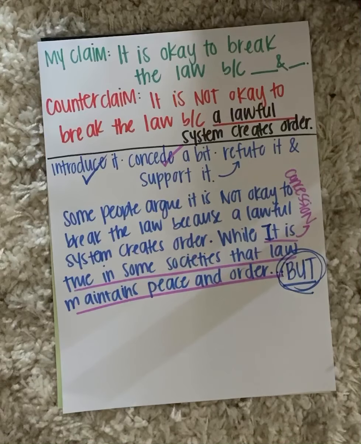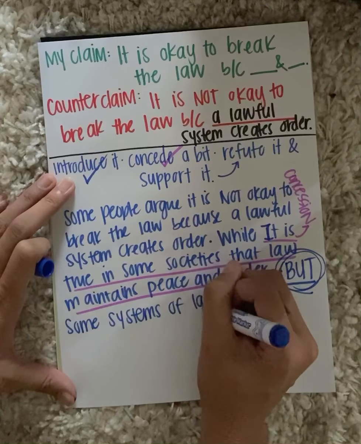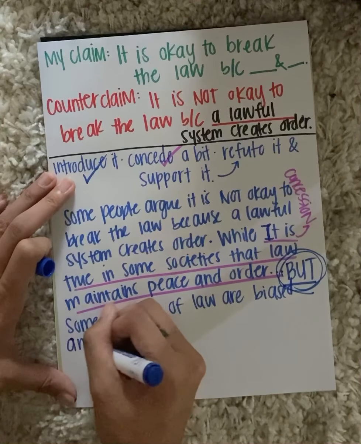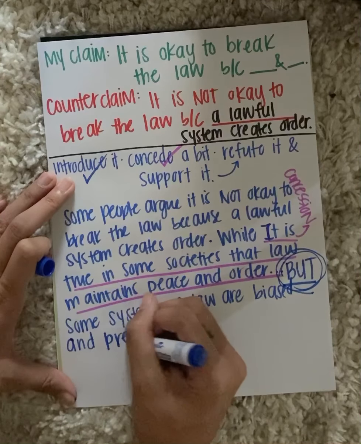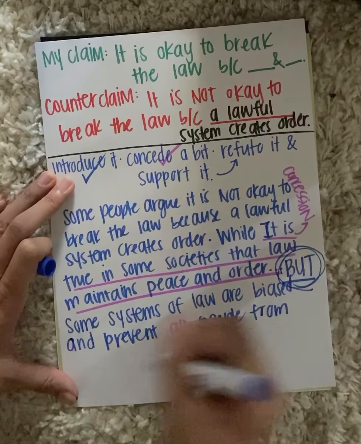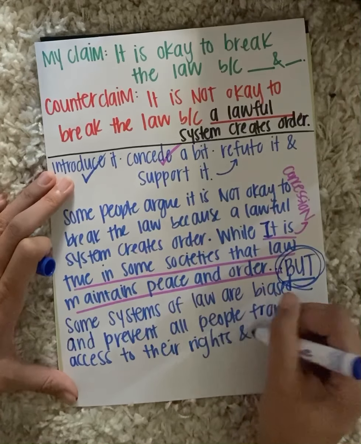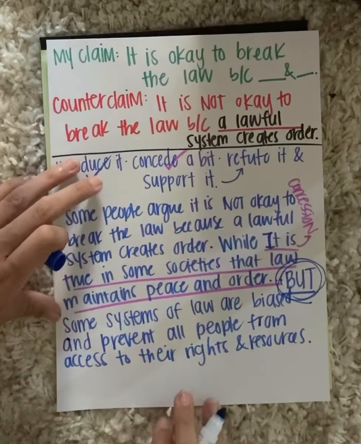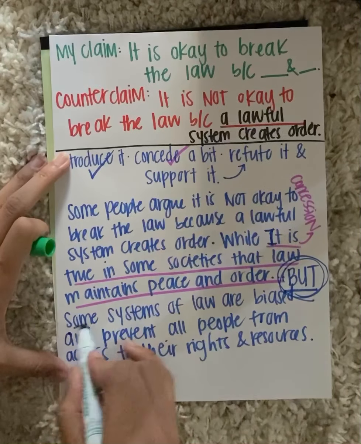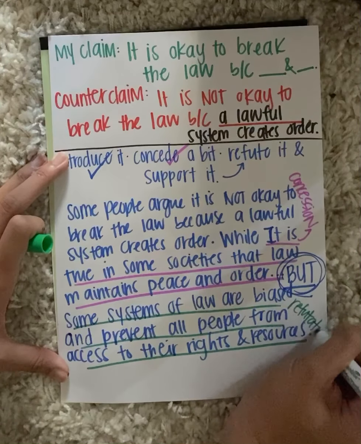now I want to explain why that is wrong. But some systems of law are biased and prevent all people from access to their rights and resources. Now I'm saying, yeah, I hear your claim, but I'm refuting it and telling you why that claim is wrong. This right here is a refutation.